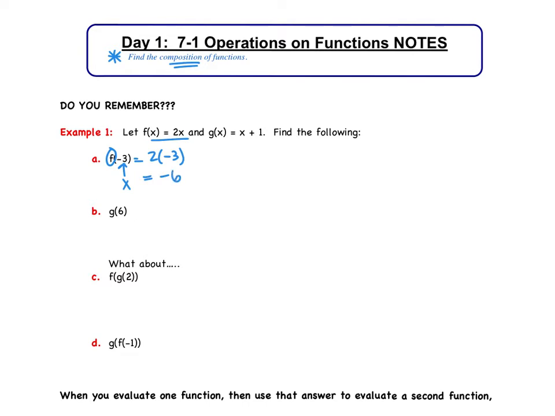Similar idea in part B. Part B is telling us in place of x, we're putting a 6, and we are using function g. So here's our function g. In place of x, I'm putting a 6. So I get a final answer of 7. Those we've seen before. C and D is something new, but hopefully we can figure it out.